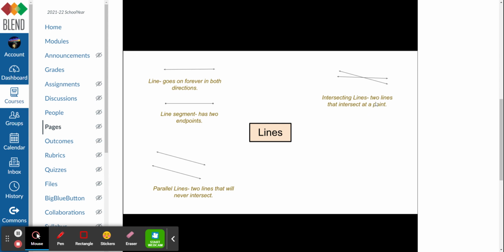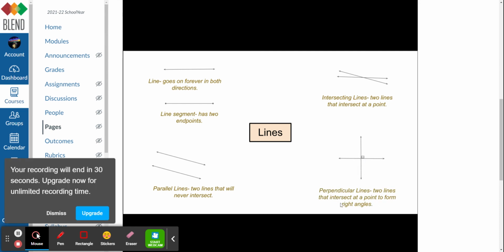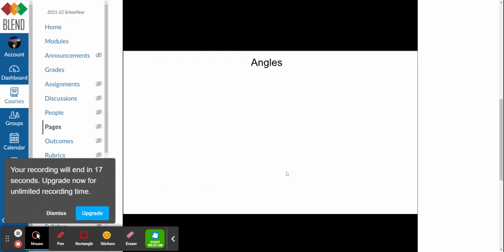Intersecting lines are 2 lines that intersect, but at any angle other than a 90-degree angle. That would make a perpendicular intersection. We talked about that when we talked about our coordinate plane. Remember, your coordinate plane is a perpendicular intersection. Anytime 2 lines cross, it's intersecting, but when they cross at a 90-degree angle, it's perpendicular.